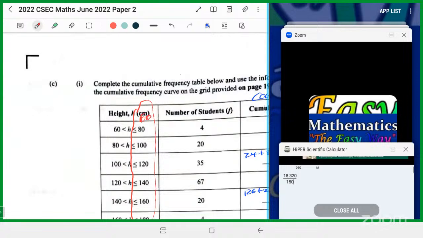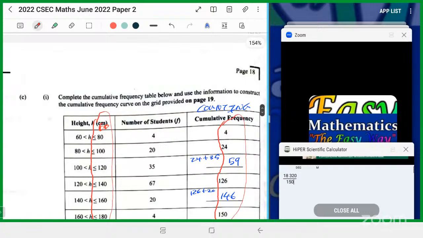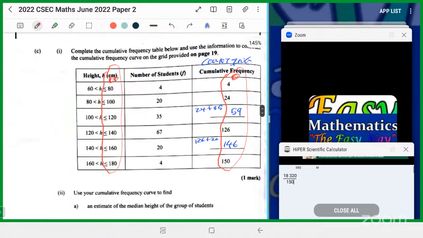And 60 has a cumulative frequency of 0. So you carry your graph down to 0 at 60. What that means is that no student had a height less than or equal to 60. That's what it would mean. All right, let's continue.